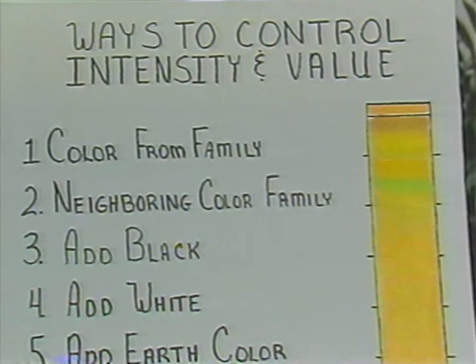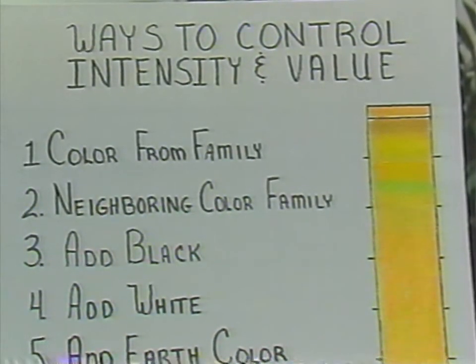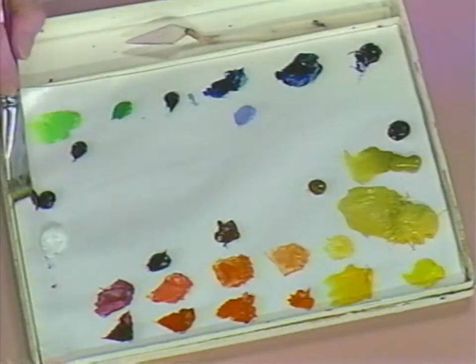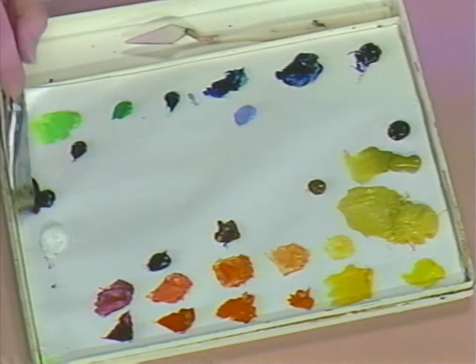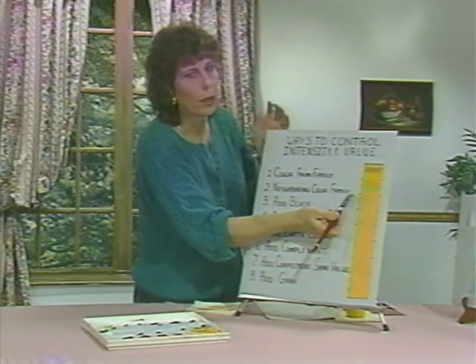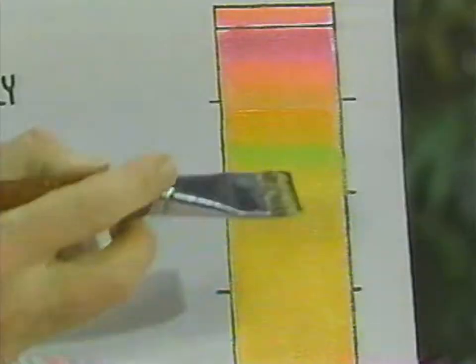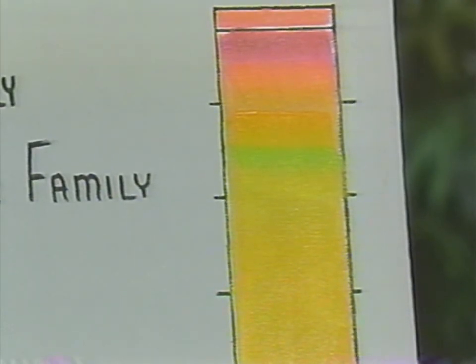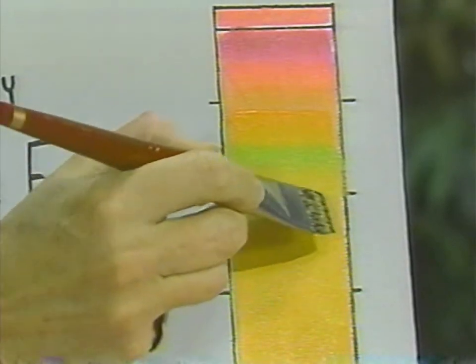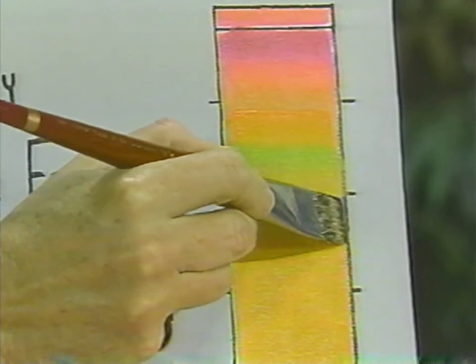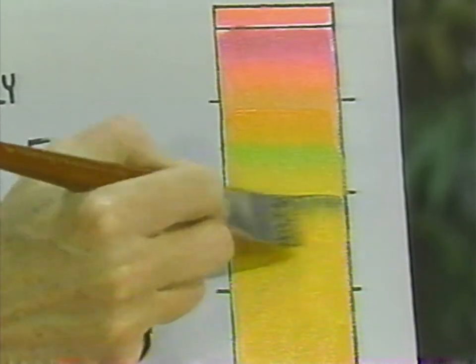Another choice that I have for controlling intensity and value of a color, and this is an always choice, is I could choose black. Now, those of us who paint know that if I mix black in here, I'm going to get a green. So with the yellow color family, this might not be a super good choice. But if I were working with a red or with a blue, it would be a whole lot better. Let's go ahead and follow through with this. If I add black, black is such a dark value that automatically we know the value is going to get much darker.